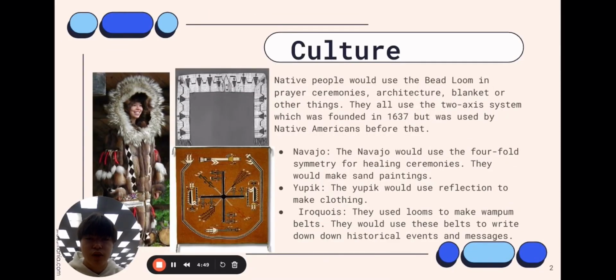Culture. Native people use the bead looms in prayer ceremonies, architecture, blankets, and other things. They would use the two-axis system, which was found in 1637. The Native Americans would use it way before. The Navajo would also use the four-fold symmetry for healing ceremonies. They would make sand paintings.